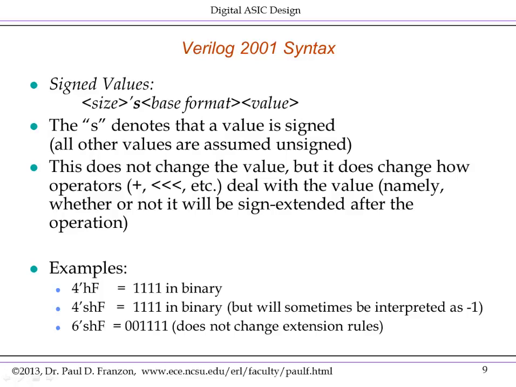In Verilog 2001, there's also the concept of signed values. And that is specified by this s in the number. That denotes that the value is signed, which implies that other values are unsigned. This doesn't change the actual value. It doesn't do 2's complement or anything like that. In fact, that's done normally if you put in minus. But what it does change is how some of the operators deal with that value. For example, do they sign extend or not? We'll come back to this when we look at operators.